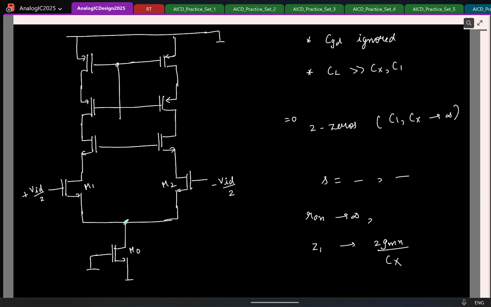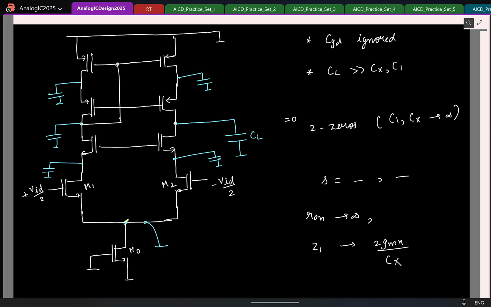And I do this high swing cascode connection. This may be good. So once again we can lump all the capacitors. So let me just do it. I'll not do it in detail, I'll just show you and then we'll move on. So at each node I can consider a capacitor like this. So here I have something. Similarly here I have something. Here I have something. Here I have something, and here also I'll have something.